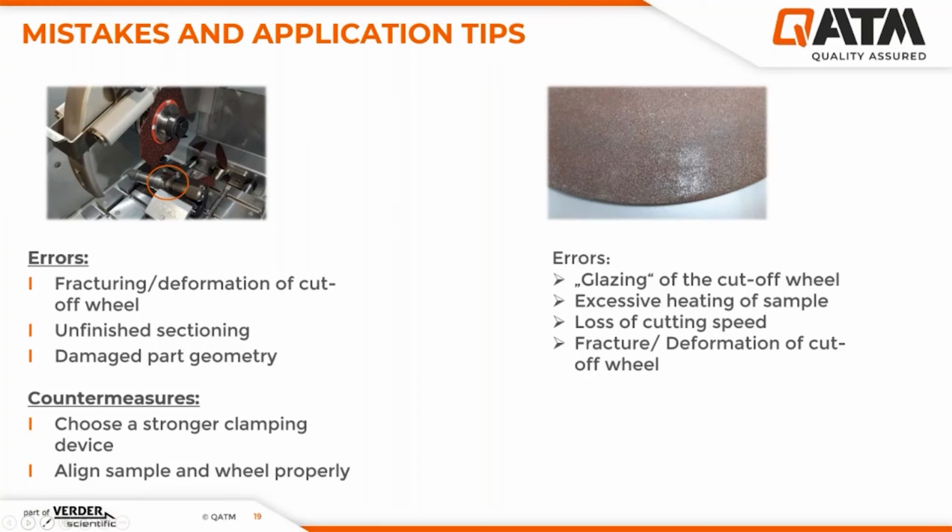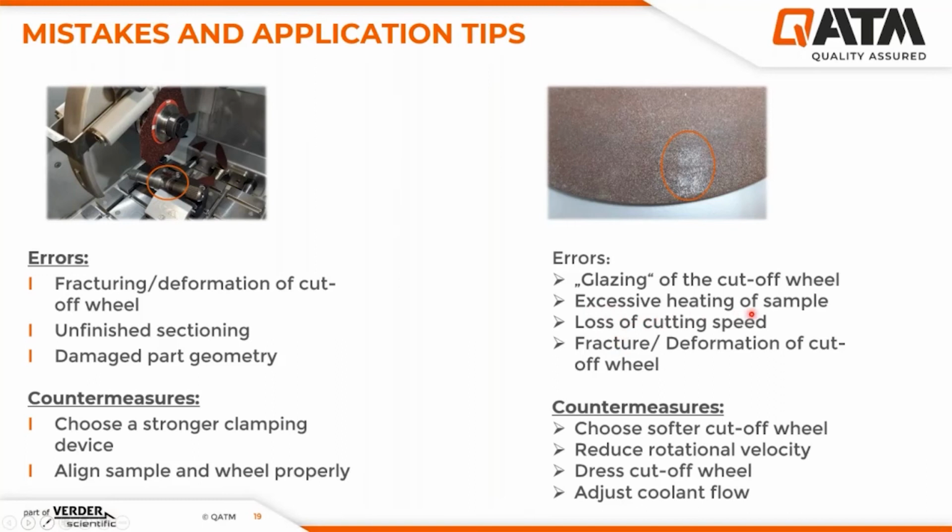Glazing of the cutoff wheel is a quite common issue, especially which is caused by an excessive heating of the sample, or more precisely, the area between sample and cutting wheel, we see this sparkling finish, which is due to a partial melting of the abrasive grains. To prevent this from happening, you should choose a softer cutoff wheel. You also could reduce the rotational velocity or dress this damaged cutoff wheel with a hard sample, most likely a ceramic. You also have to check if the coolant flow was properly adjusted during the cutting process.